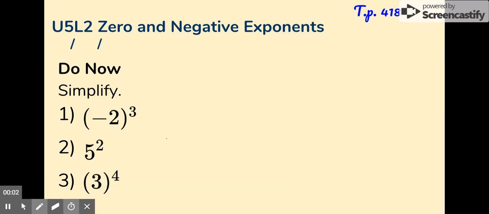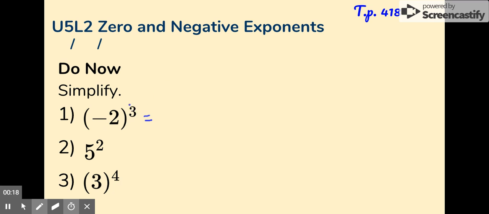In this lesson, we're going to talk about zero and negative exponents. Before we start the lesson, let's just solve these simple questions. So now we know these exponents. We know how to expand these exponents.